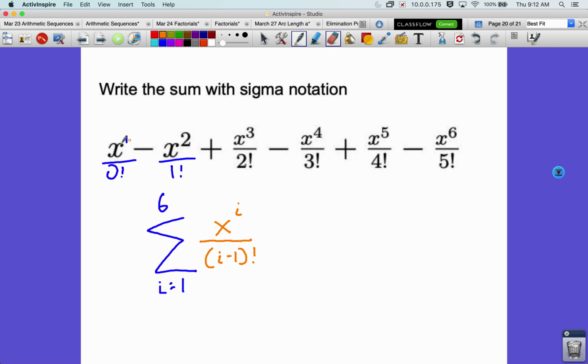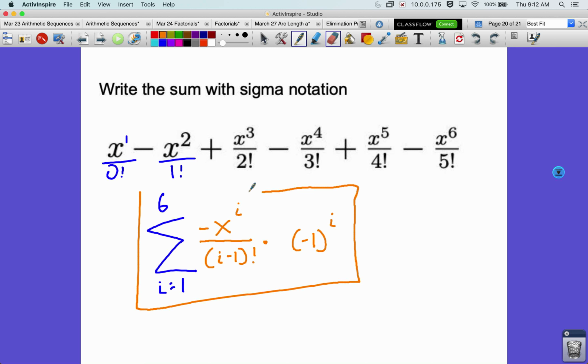Last thing is I need to get that alternating behavior. So I'm going to multiply this by -1 to the i. And I guess I can move this negative up to the top over here, so that it's in a less awkward spot, or leave it there. Anywhere's fine. Okay, got that one. And you can always double check by plugging in numbers for i and making sure we recover this sequence here.